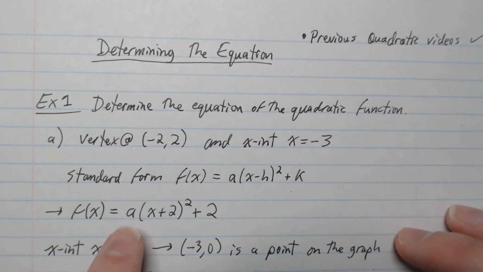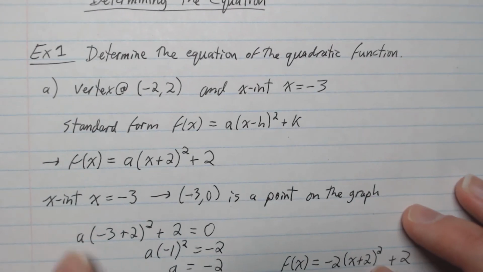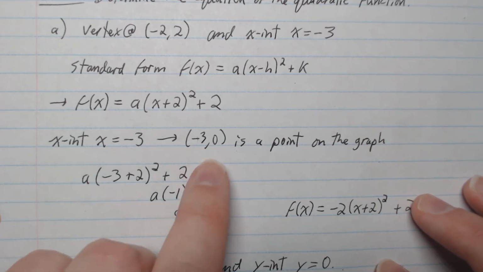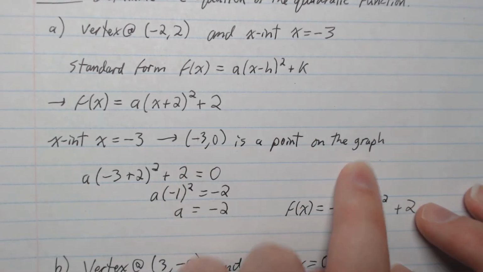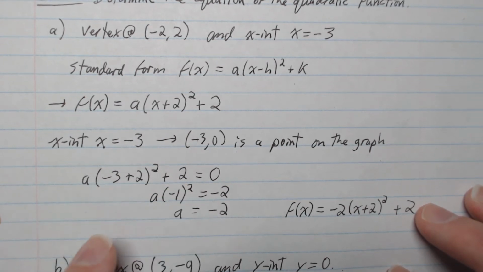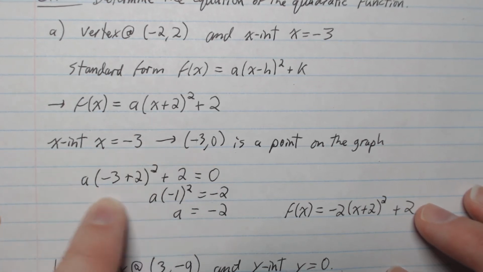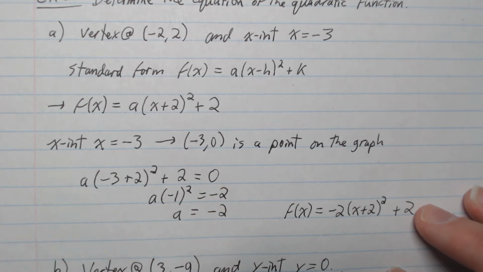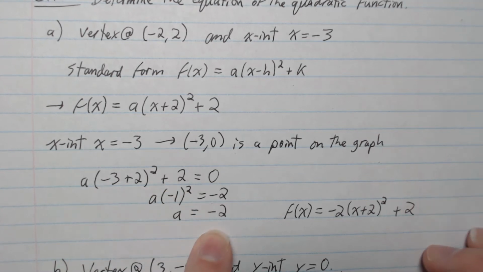The only thing that's missing is the a, right? This is our function here. What's missing is the a. So we're going to look at our x-intercept here. So x equals -3. That means the point (-3, 0) is on the graph, so we can plug that in and it'll be true that it belongs there. So what this means is we can plug in x as -3, and the entire function is equal to 0, right? That's our y value. And now we want to isolate for a. So we got a times (-1)^2 equals -2, which gives a equals -2 like that.